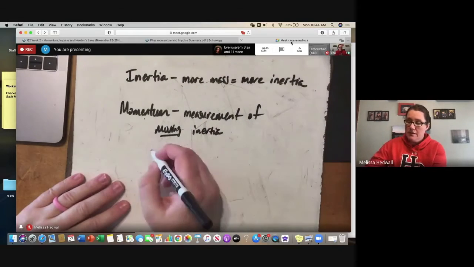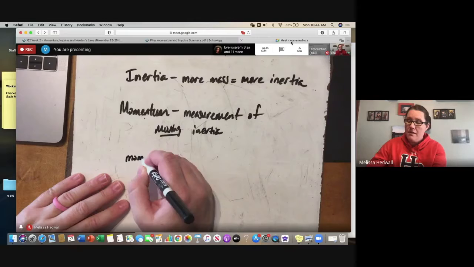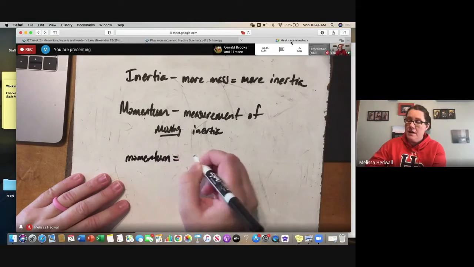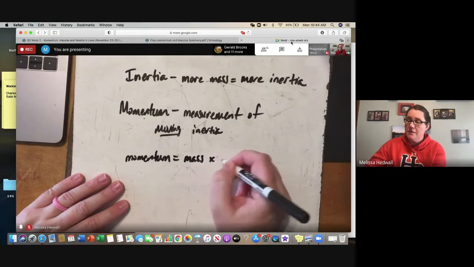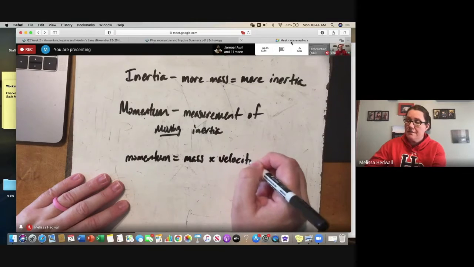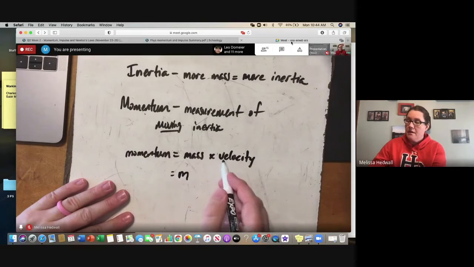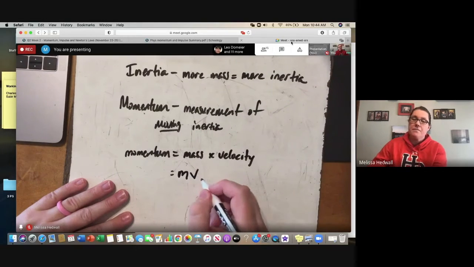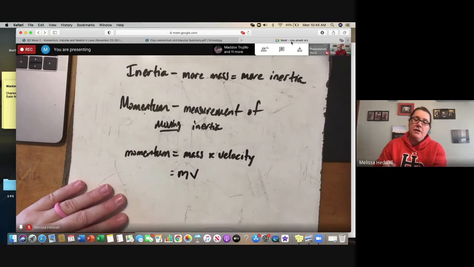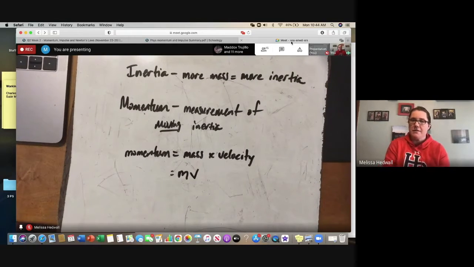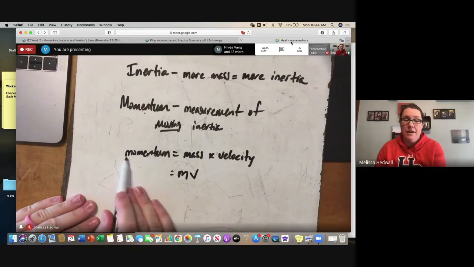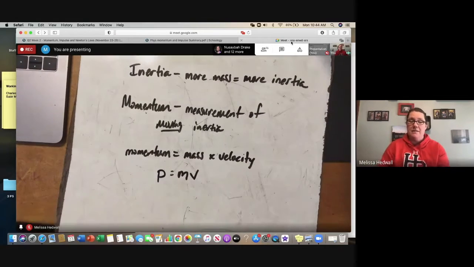In fact, this is what it looks like. We have momentum is equal to mass times velocity. Now, here's the deal. Mass, we know, is m. Velocity, we know, is v. We can't just use m for momentum because we have it for mass. So somewhere in the Latin, Greek, I'm not sure at what point, the word for momentum started with a P. There's no P in here anymore, but our variable stays as a P.